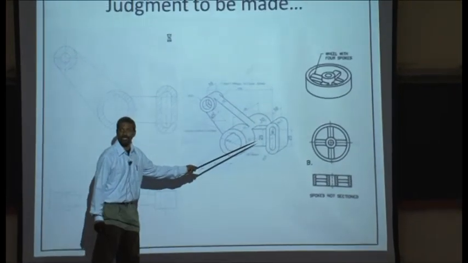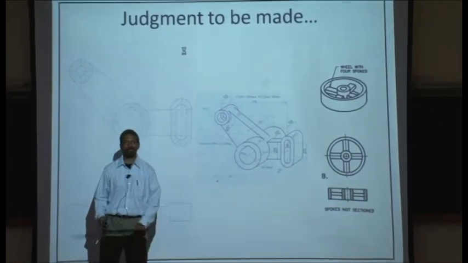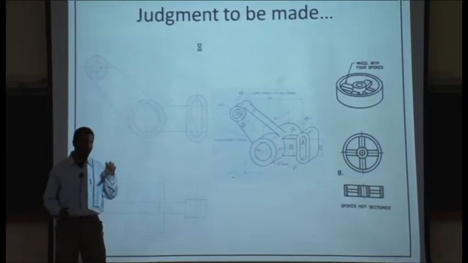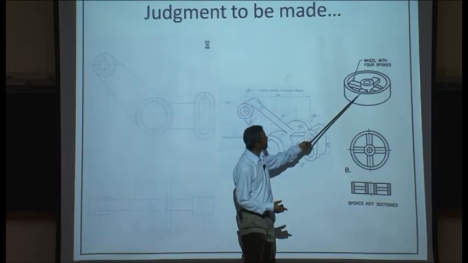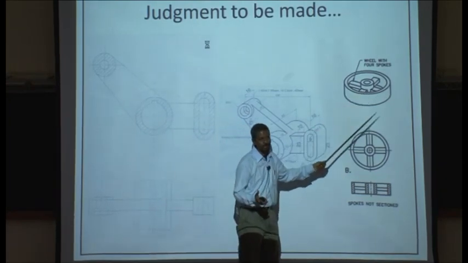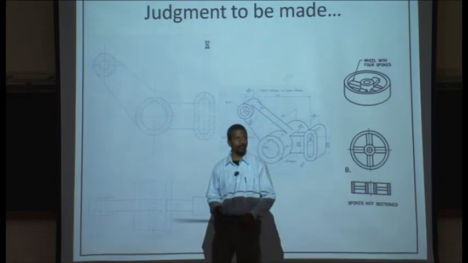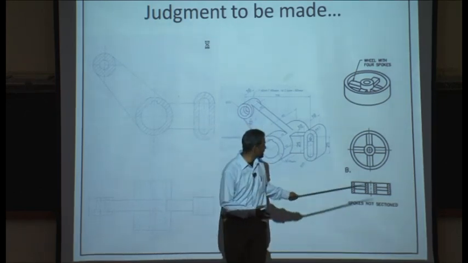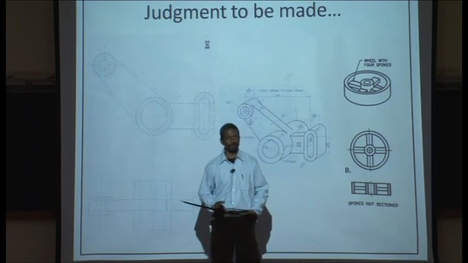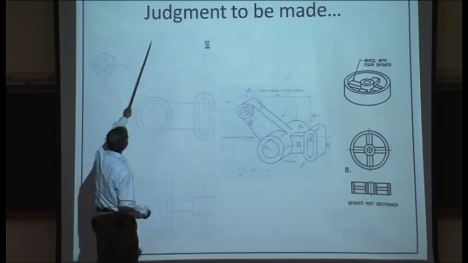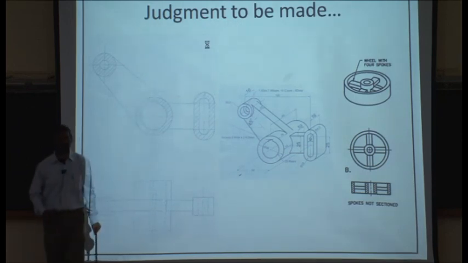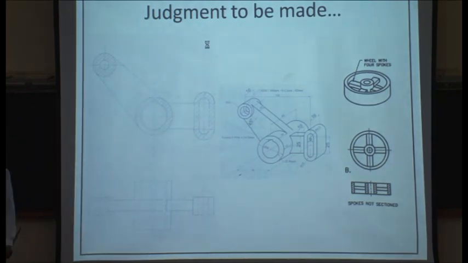In this case, you make the judgment that these are not to be treated as ribs, and therefore they need to be sectioned. Why? Because they participate in the main machine part. On the other hand, spokes are quite important to some, not to all, but you choose not to section the spokes. Judgment is to be made.